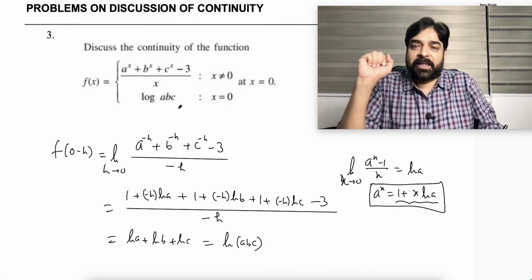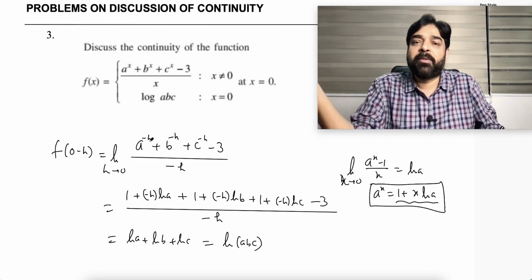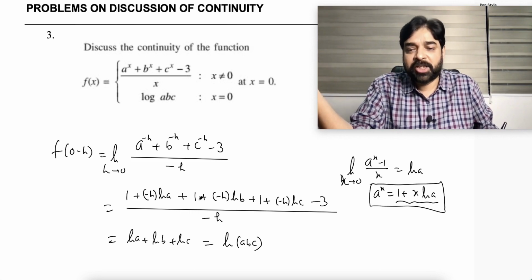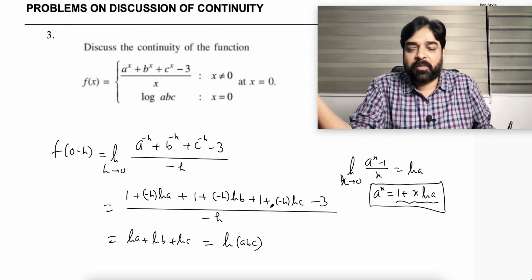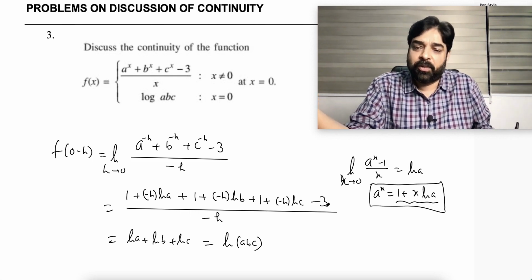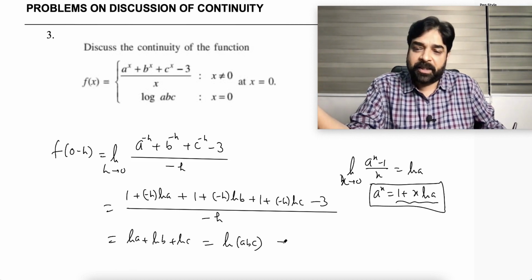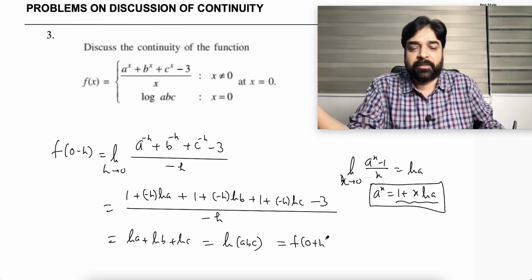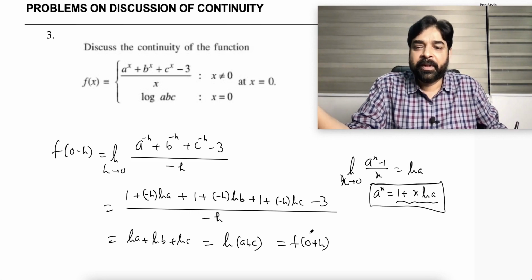Now f of 0 plus h. No need of doing it separately. Here itself you can see. f of 0 plus h will be what? This is h, this will also be h, this will also be h. Here this will become h, this will become h, this will become h, and minus 3 as it is, divided by h. So now 1 plus 1 plus 1, 3. 3 minus 3, 0, and h will be common. So again you will get ln a plus ln b plus ln c, which is ln abc, meaning this is equal to f of 0 plus h also. Yes or no? I am not doing it in detail, I hope you can understand.